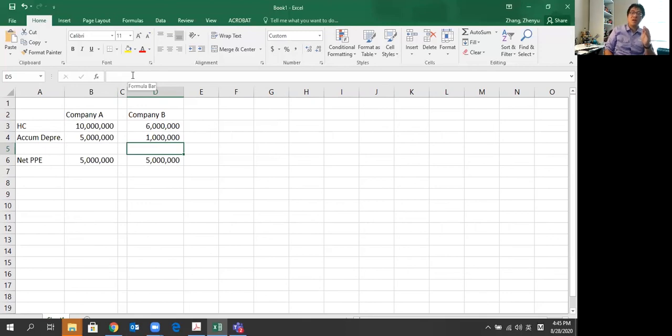There's a difference. And in what way is it different? Given the information, we know that for company A, 50% of the PPE has been used. And for company B, only maybe 16% or 17% has been used, right? How do we know that?